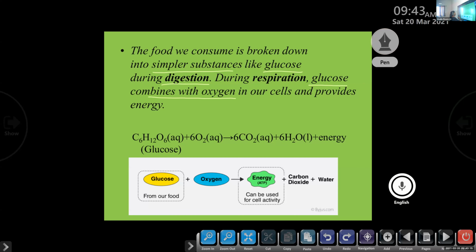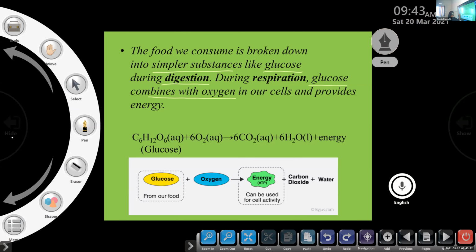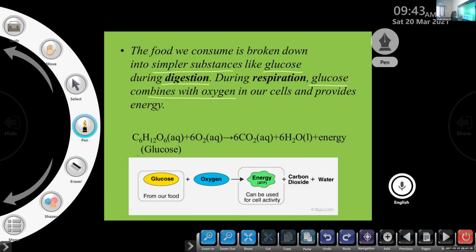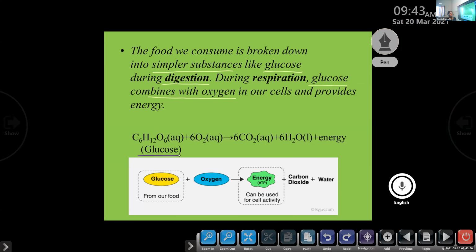And this is the chemical equation for this reaction. C6H12O6, that is the chemical formula of glucose, and it is in aqueous state. What do you mean by aqueous state? Soluble in water. Very good. That is dissolved in water or soluble in water.